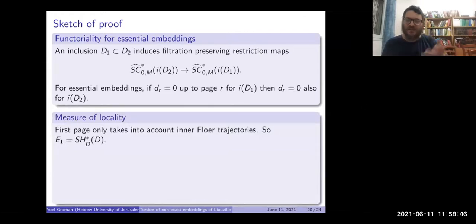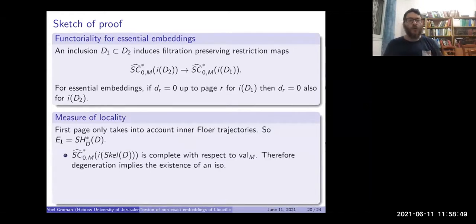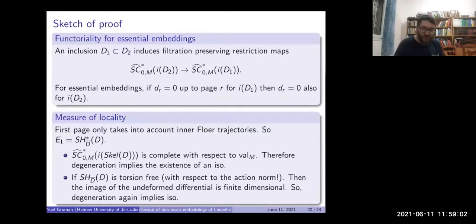Why this is a measure of locality has to do with general nonsense about spectral sequences. If the skeleton is complete with respect to val m, then the degeneration of the spectral sequence really does imply that you have an isomorphism. Similarly, if you have torsion-freeness with respect to the local model, then the image of the undeformed differential is finite dimensional. So this time you don't have completeness with respect to val m, but you can still prove that degeneration implies isomorphism. So this is a general nonsense thing about spectral sequences.